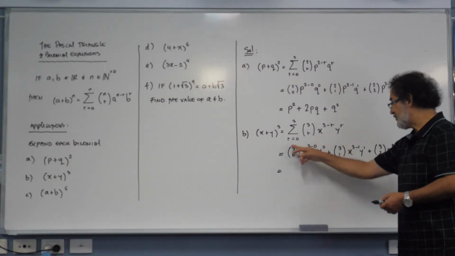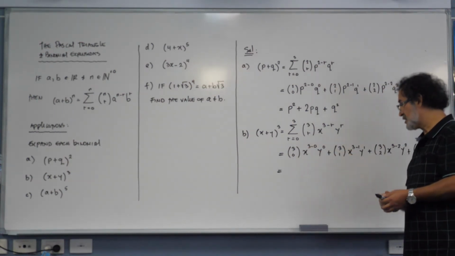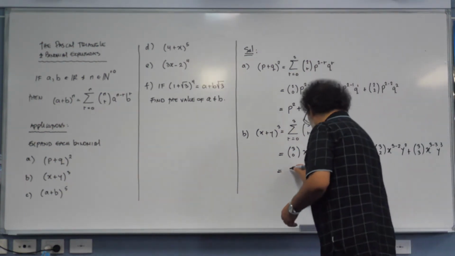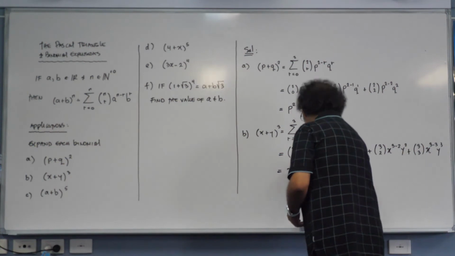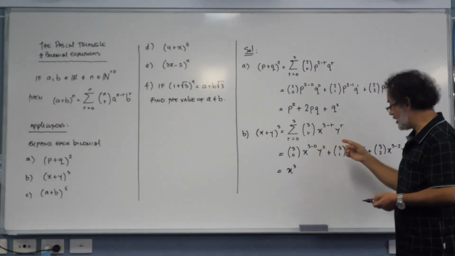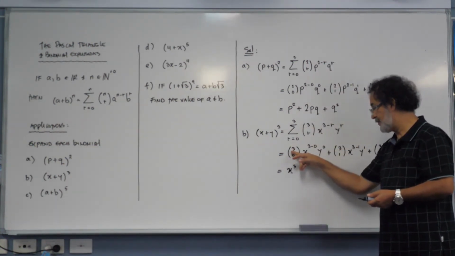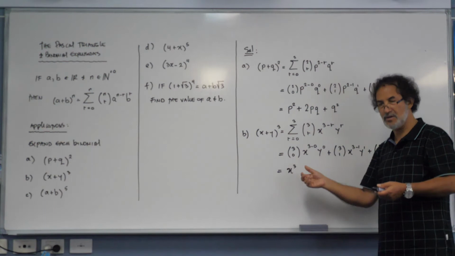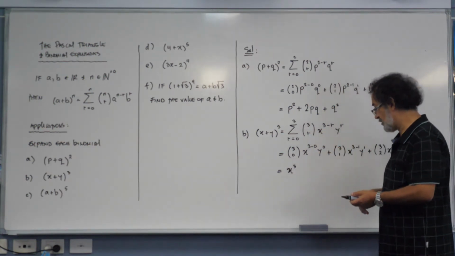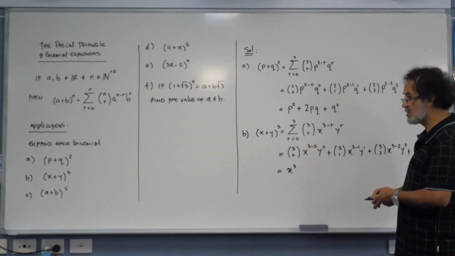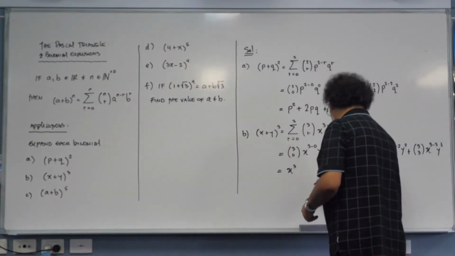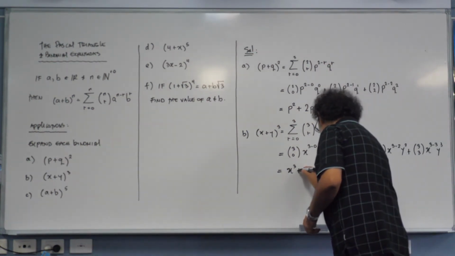Okay, so if you simplify the first term, then the answer is going to be just x to the power of 3. At this point, you should notice that 3C0, or anything choose 0, will give you 1. That is something that we're going to have to mention later when doing the properties.